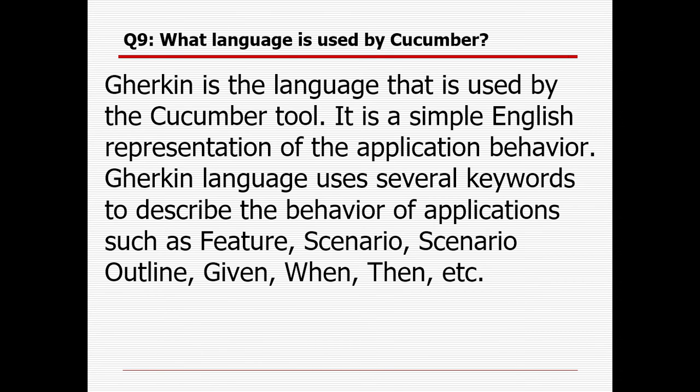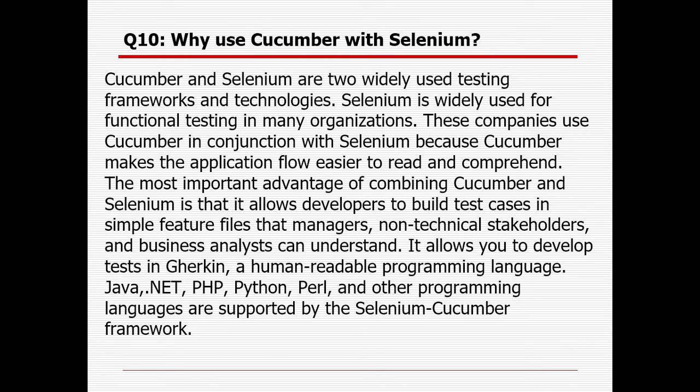What language is used by Cucumber? So I already mentioned Gherkin language is used. Gherkin is the language that is used by the Cucumber tool. It is a simple English representation of the application behavior. Gherkin language uses several keywords to describe the behavior of the application such as feature, scenario, scenario outline, examples, given, when, then, and, but, etc., along with the background.